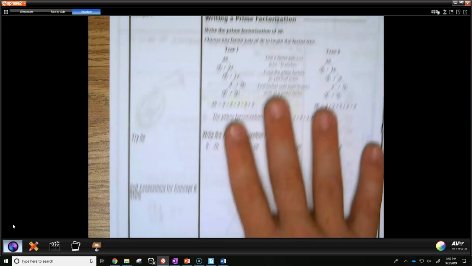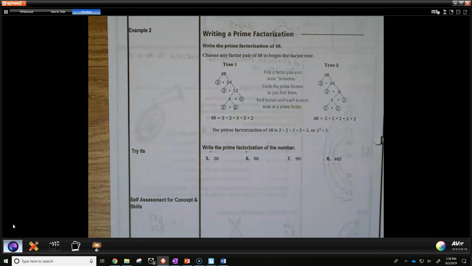This next part, I really don't think you guys are going to have troubles with because we did it in our exploration. It is example 2, writing a prime factorization. Now, if I think back to where we were talking about our criteria, we've now identified factor pairs. We know what those are and how to get them. You know what prime numbers are and composite.